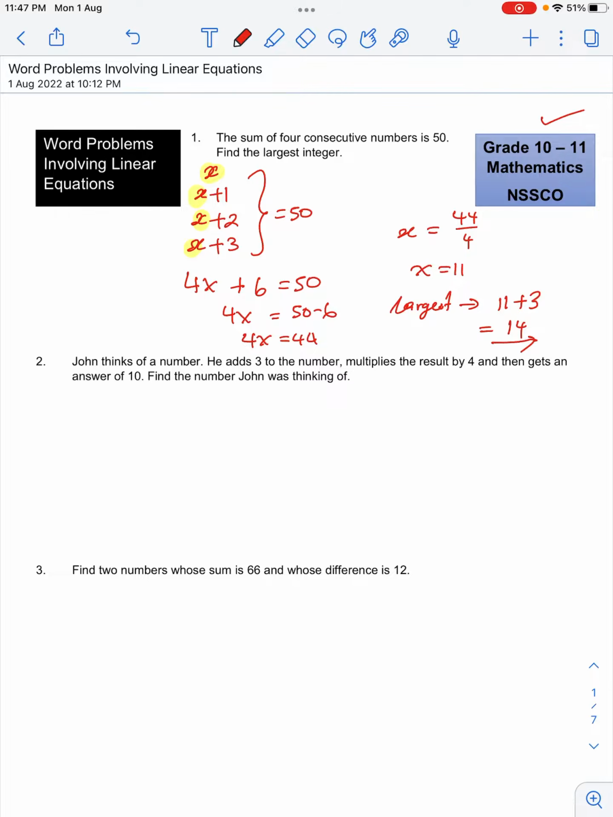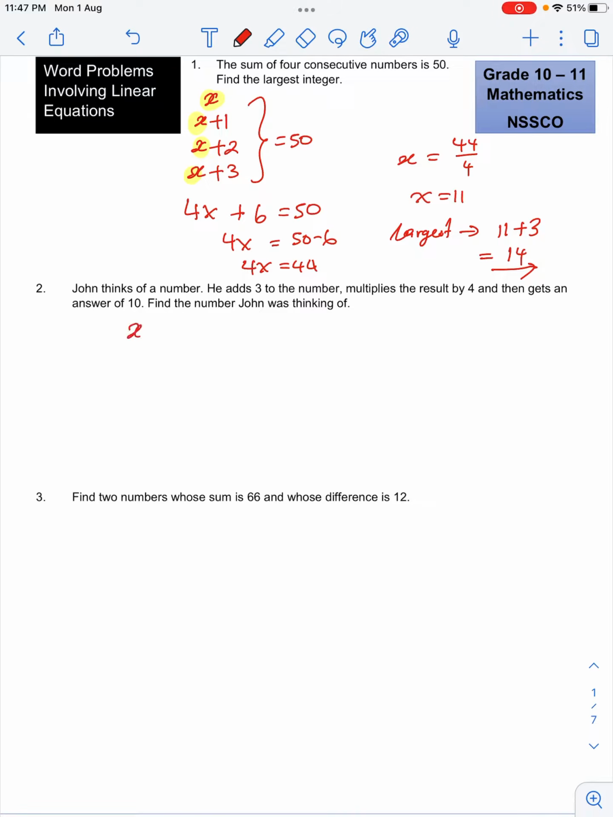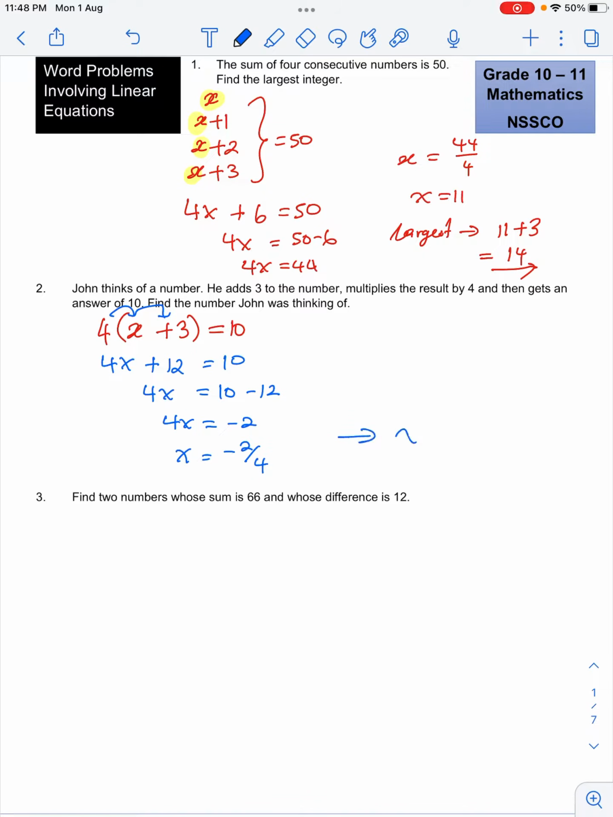Good. The second question: John thinks of a number, so we don't know what the number is, so let this be represented by x. He adds 3 to the number. He multiplies the result by 4, and then he gets an answer of 10. So you can go ahead and solve this equation. So that's 4x plus 12 is equal to 10. So 4x is equal to 10, take away 12. 4x is equal to negative 2. Then x is negative 2 divided by 4. Therefore, x should be negative 1/2 if we simplify that fraction.